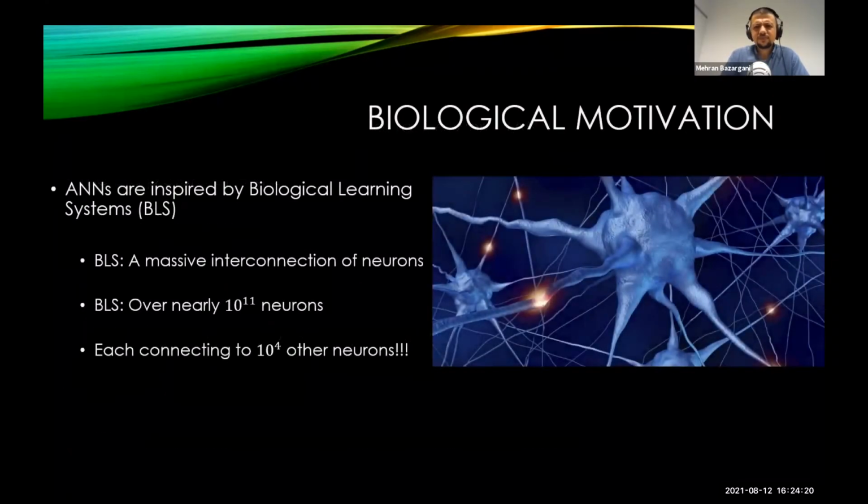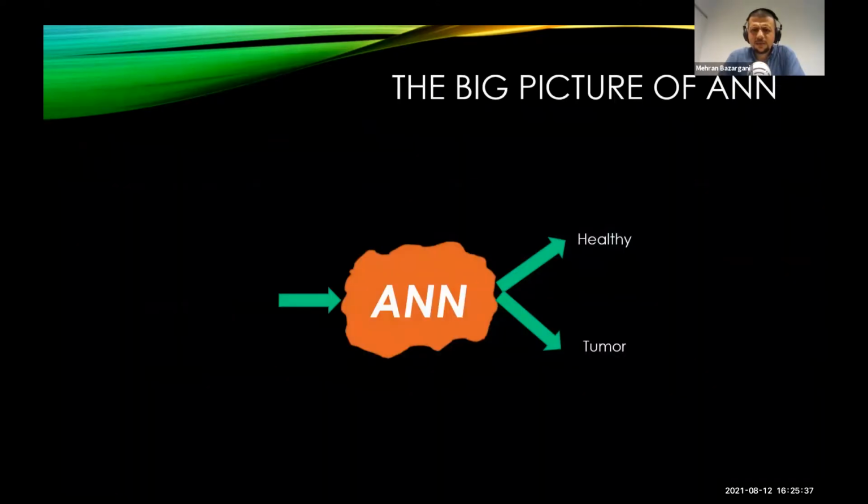Now, in terms of biological motivation, we do have biological neural networks in our body. ANNs are inspired by biological learning systems. A biological learning system is a massive interconnection of neurons, with nearly 10 to the power 11 neurons, each of which is on average connected to 10 to the power 4 other neurons.